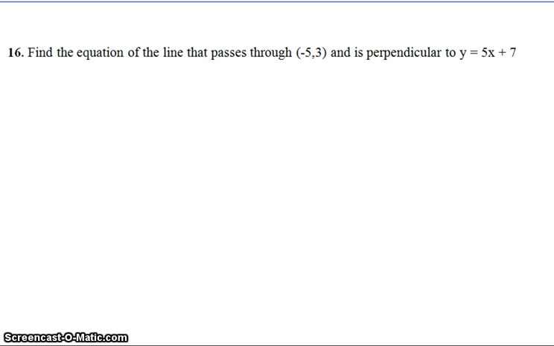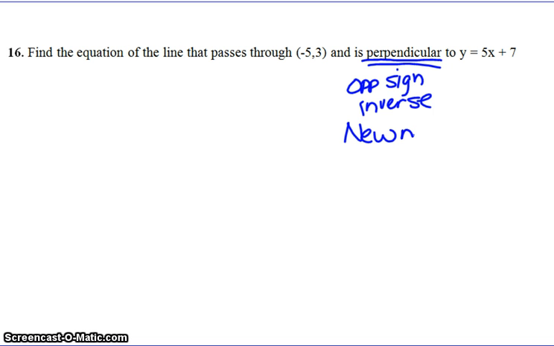All right, find the equation of a line that passes through a point and is perpendicular to y equals 5x plus 7. Well, they actually give me a lot of information when they say perpendicular here. If you remember, perpendicular slopes are opposite signs and they are inverses. So knowing that, my new slope, my new m, has to be the flip of this m.